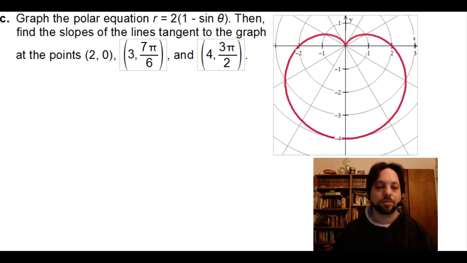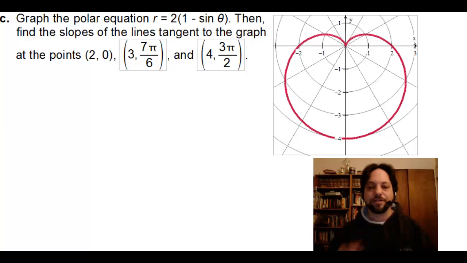Alright, so here's a problem where they want us to graph this polar equation, which you can see I've done for you. It kind of makes a cross between a heart and a butt, I guess, that kind of shape. But we want to find the slopes of the tangent lines to this graph at 3 of the points that they give us here. And let's take a look at those 3 points.